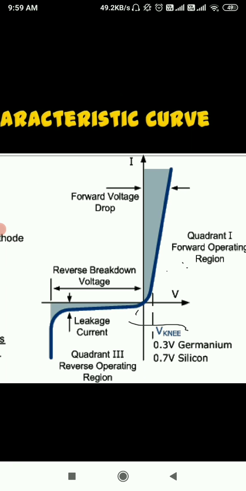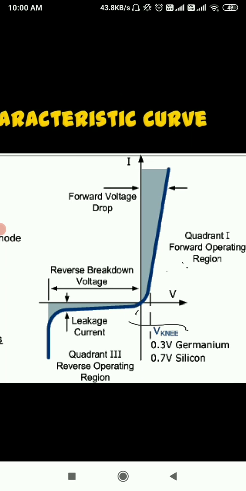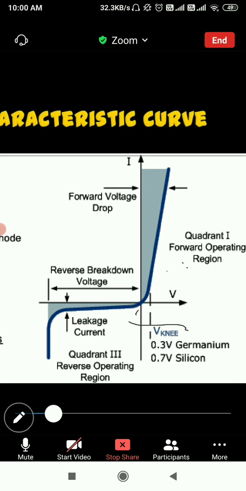There will be a question in the exam: define cut-in voltage. At that time you are supposed to know: the forward voltage at which there is a sudden increment in current with respect to voltage, that voltage we call the cut-in voltage. Now, did you all get this point?